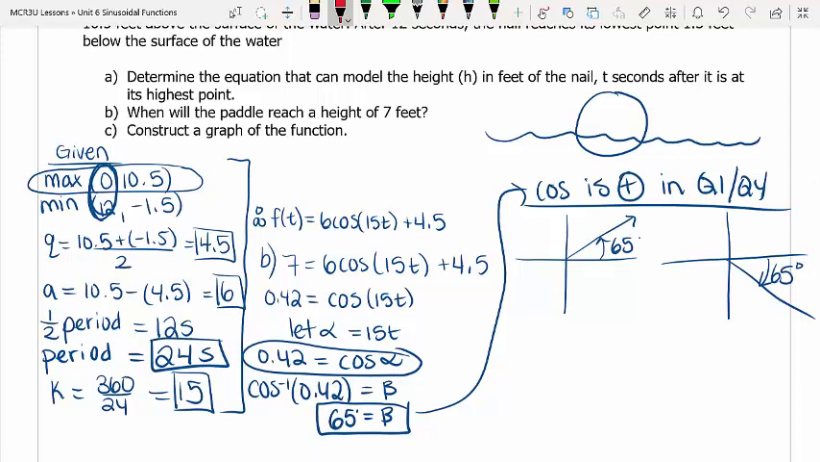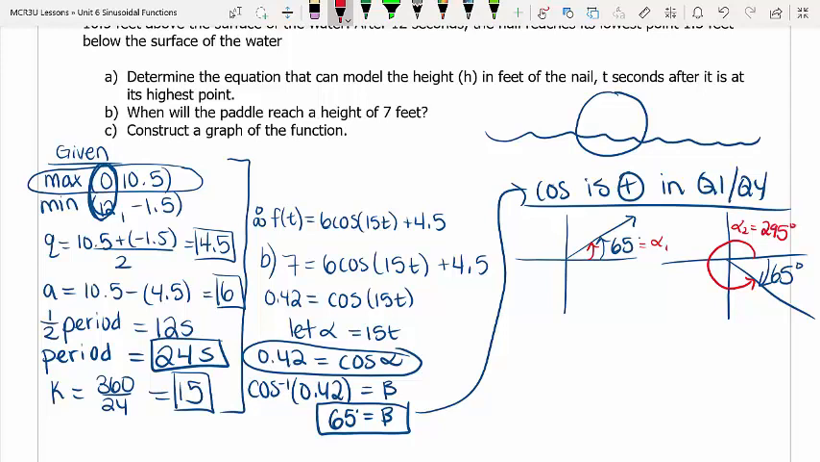Okay, so now we can use that to find our values of alpha. So the first value of alpha is the same as the related acute angle. So alpha 1 is 65 degrees. Our second value of alpha is going to be 360 degrees minus 65 degrees. So alpha 2 is going to be equal to 295.